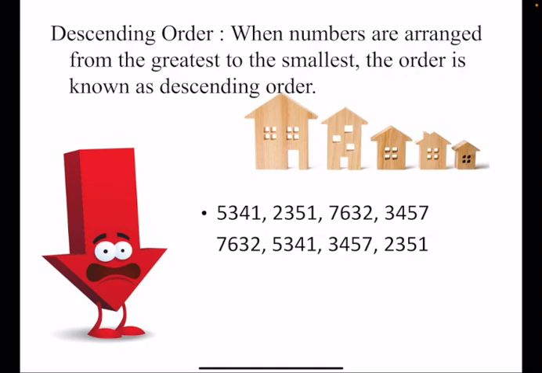Lower than that is 5341. One step lower than this is 3457, and the least of all these 4 numbers is 2351. So here we have arranged the numbers from the greatest to the smallest, and this is called descending order. Descending order means going down.